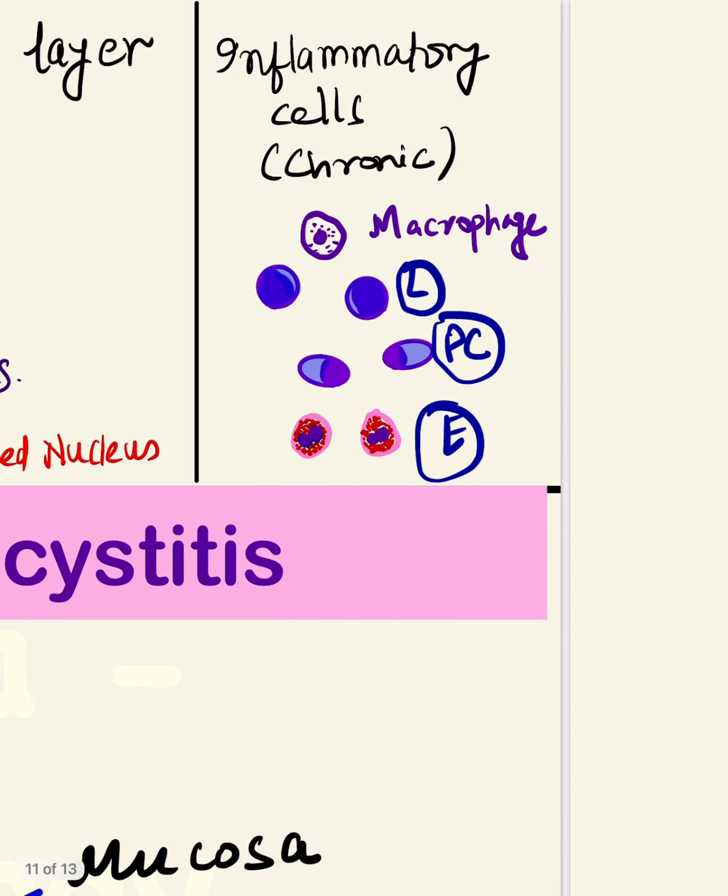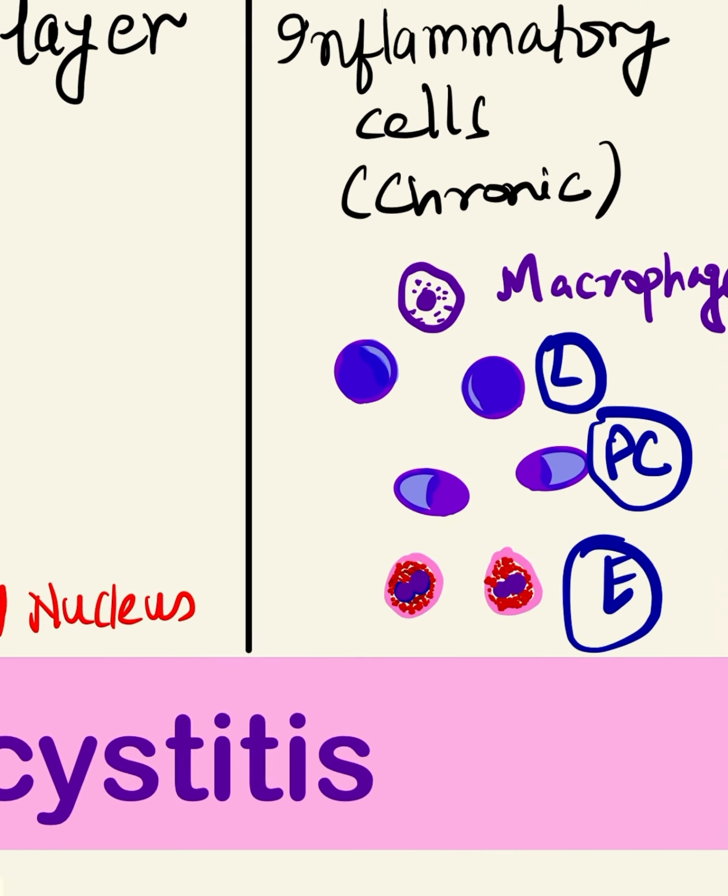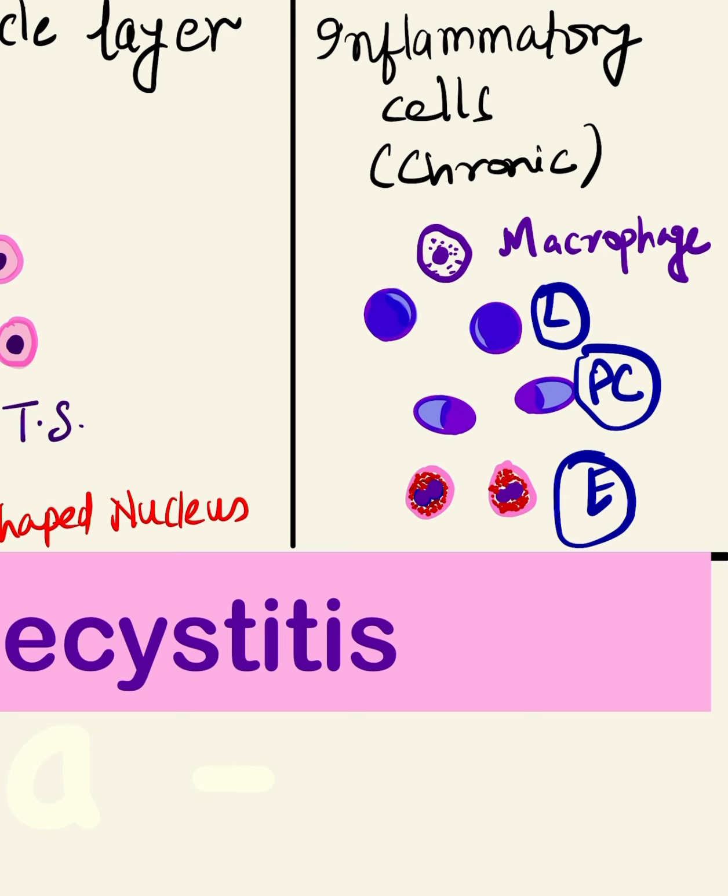And now we are drawing the diagram of chronic cholecystitis. In the layers of the gallbladder, especially in the lamina propria and the serosa, you find inflammatory cells which will be of chronic nature, because it is chronic cholecystitis, not acute. If it was acute, then we would have drawn mostly neutrophils. So these are chronic inflammatory cells.